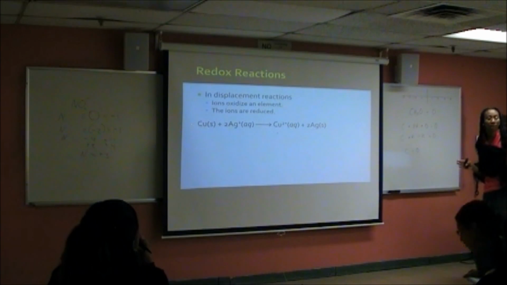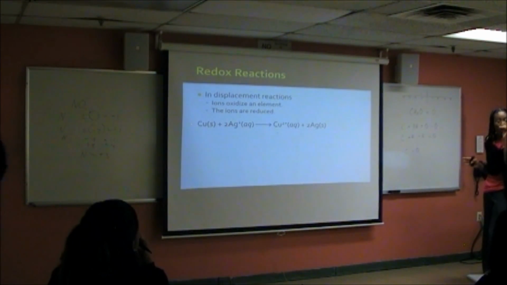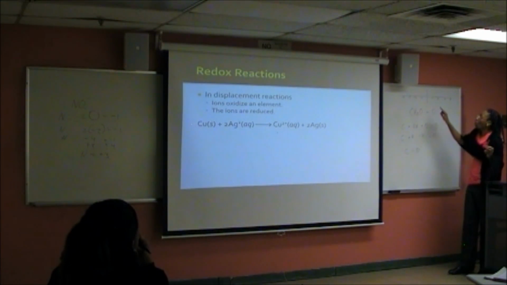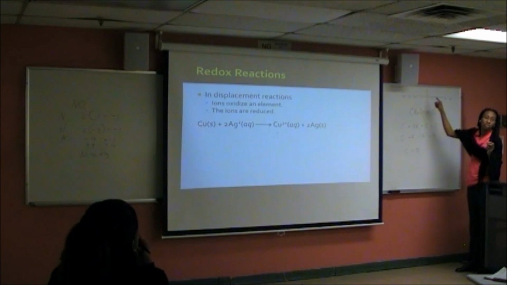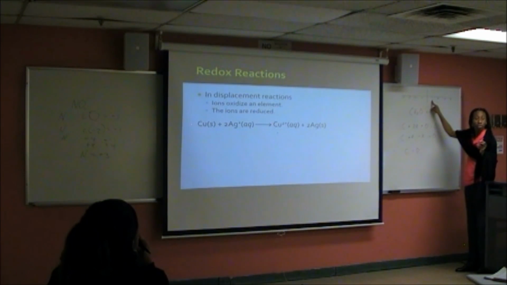Remember the chart that we had for oxidation and reduction? If you lose electrons, you are undergoing oxidation. If you gain electrons, you're undergoing reduction. So here, where is silver on the charge chart? +1. What does silver have to do in order to be neutral? It's going to gain 1 electron. So it's being reduced.